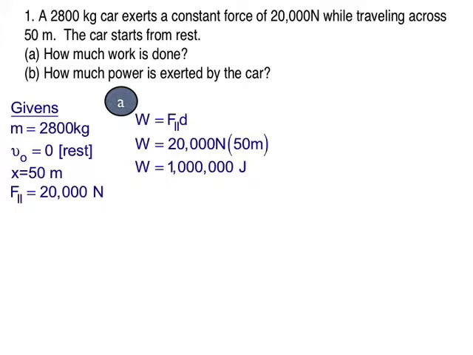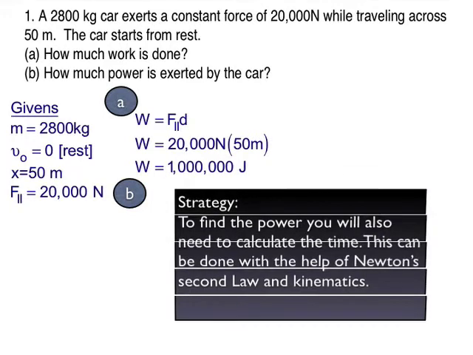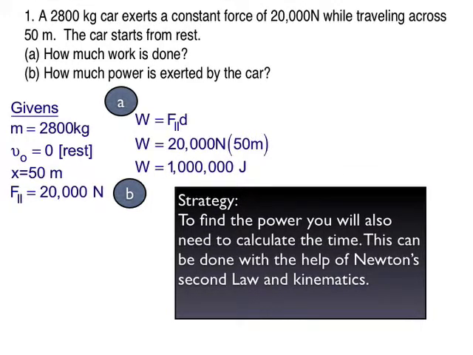Alright, next, how much power is exerted by the car? Alright, so power. I need a little bit of a strategy here because it's not so obvious. Power is work over time, and it's the change in energy over time. There are a couple ways I can do this, but here's the strategy I'm going to go with. I'm going to calculate the time using kinematics and Newton's second law of motion. And then once I have that time, then I'll use the fact that power is equal to work over time. So that's my strategy. Find the time with kinematics and Newton's second law, and then use work over time to actually calculate the power.